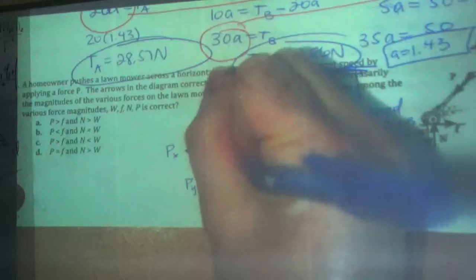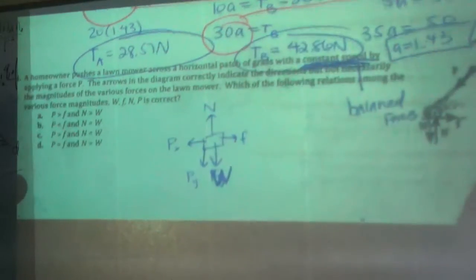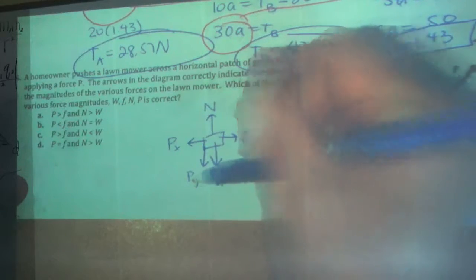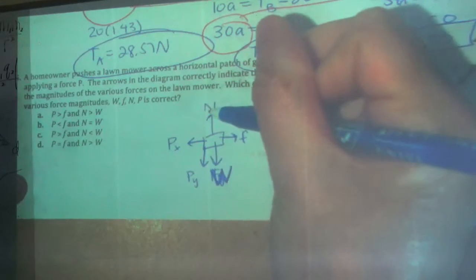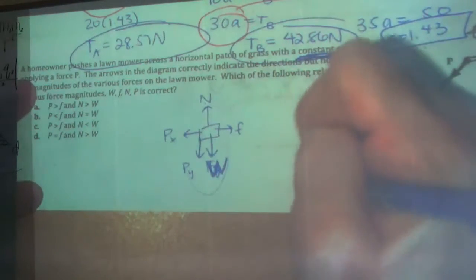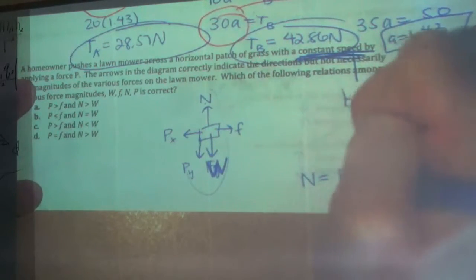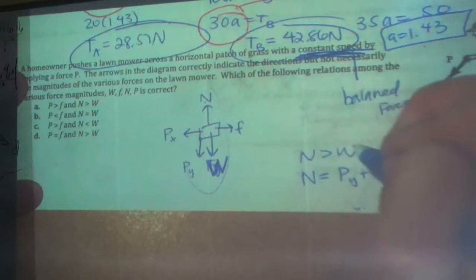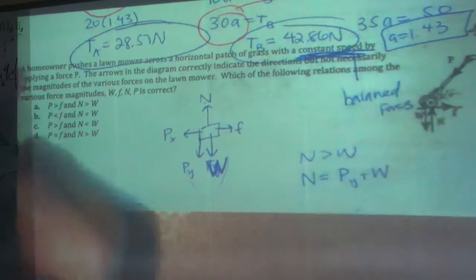They called it weight, so we'll call the force of gravity weight. Normal force will not be equal to the weight right here, because when we add these two, that's what adds up to your normal force, because this is still balanced, since we said it was constant speed. So normal would be Py plus the weight, which means that your normal force is going to be greater than the weight alone, because it's the weight plus something else. So we can cross off B and C.